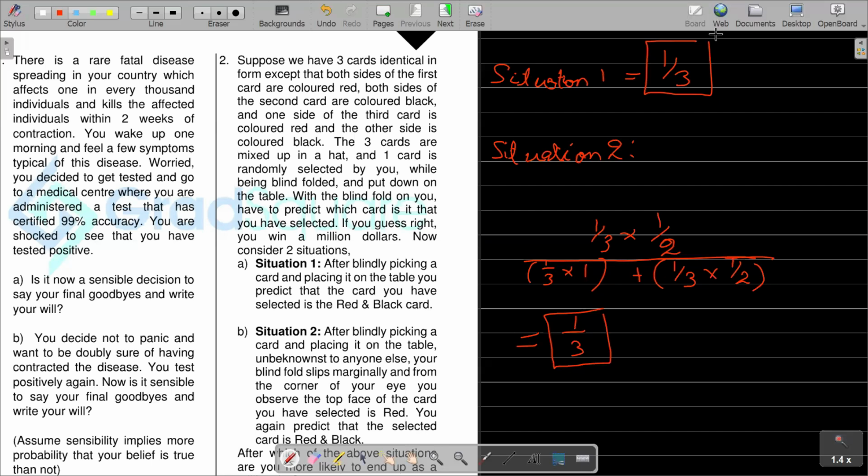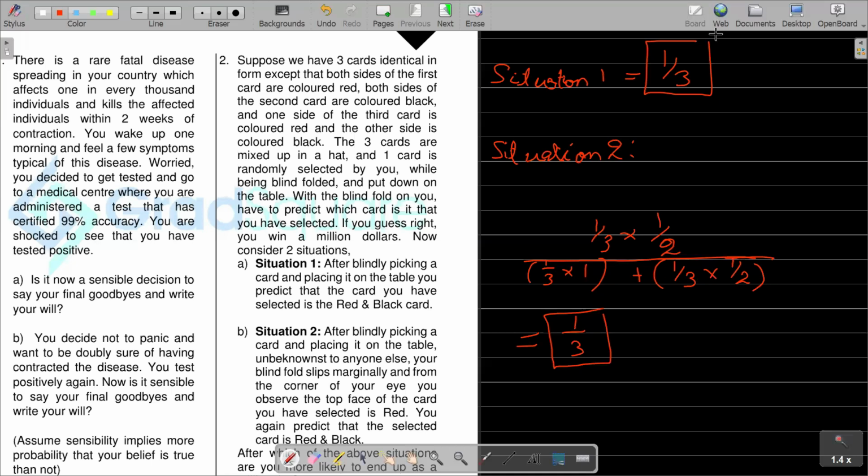It's the same thing that we discussed for the Bayes theorem: the total probability of the evidence being true. The evidence is that the face of the card which is facing me is red, which means one face of the card is red. The probability of one face of the card being red is either I've selected the 2 red-faced card and the face which is facing me is red, or I have selected the red and black card and the face which is facing me is red.